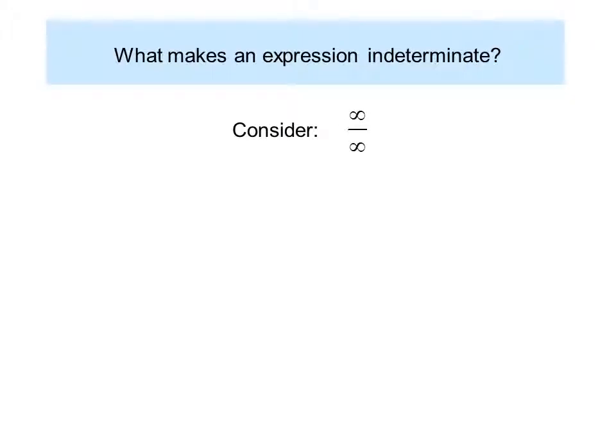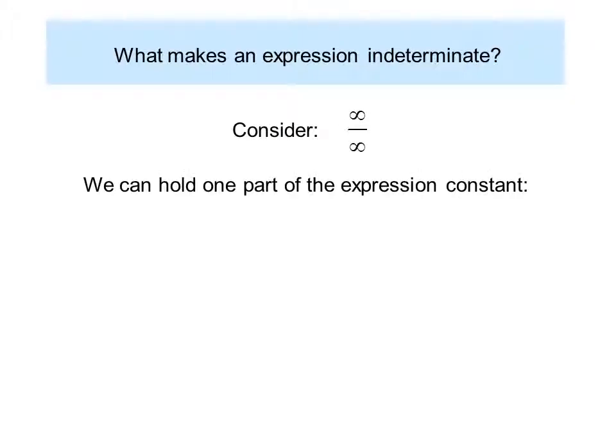Consider infinity over infinity. We can hold one part of the expression constant. For example, we could take the limit as x goes to infinity of x over 1,000, and we get infinity. But if we take the limit as x goes to infinity of 1,000 over x, we get 0.